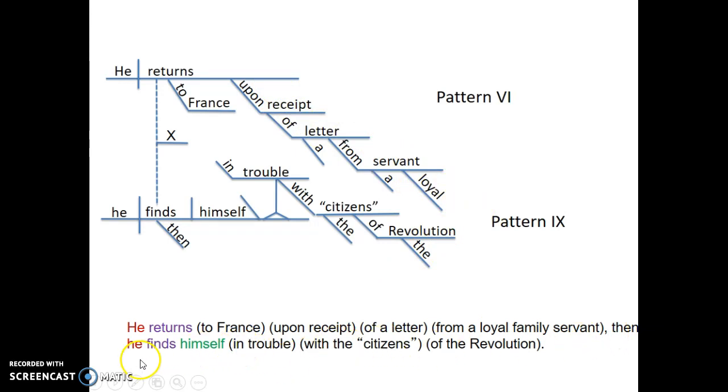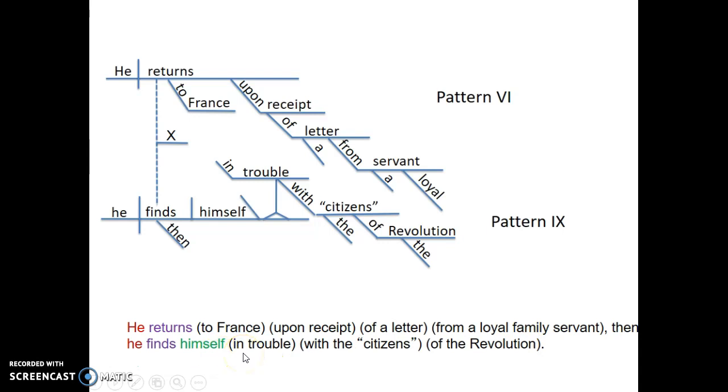So then we get to the next clause. He is our subject. Finds is an action verb. Finds what? Finds himself is the direct object. It's a reflexive pronoun, but it's receiving the action of the verb. And then we have a whole bunch more prepositional phrases. In trouble with the citizens of the revolution.